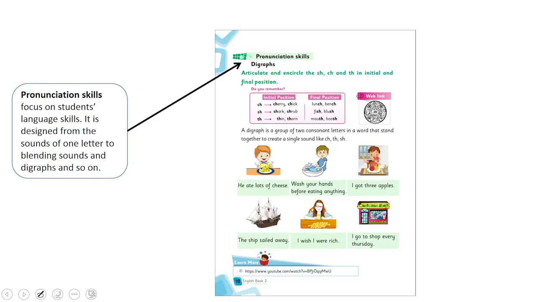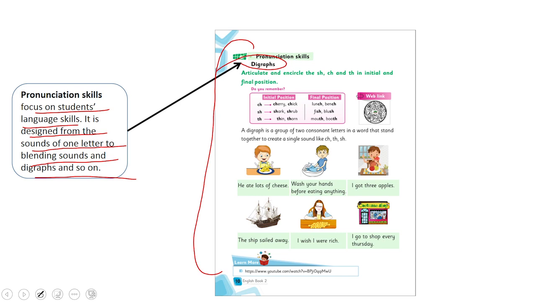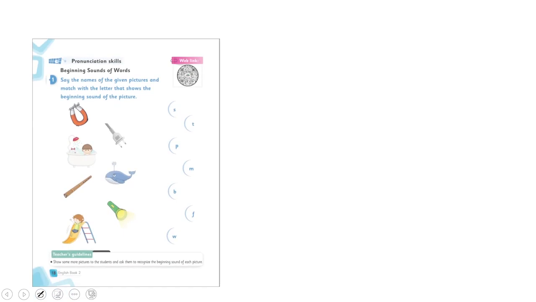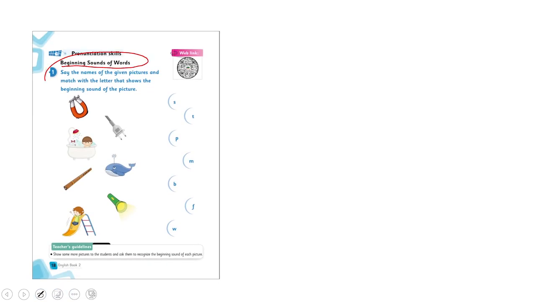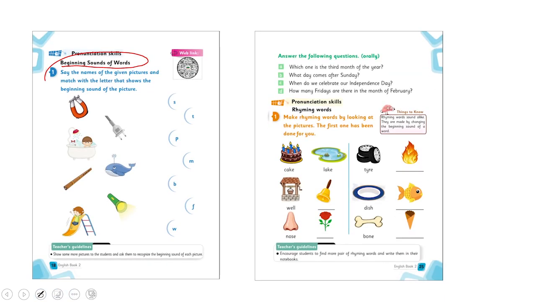The pronunciation skills focus on students' language skills. It is designed from the sounds of one letter to blending sounds and digraphs and so on. For example, pronunciation skills here contain the digraphs. They start from the initial or individual sounds, then to the blending sounds, the digraphs, the consonant clusters and the consonant blends, etc. See here the beginning sound of the words, the rhyming words.